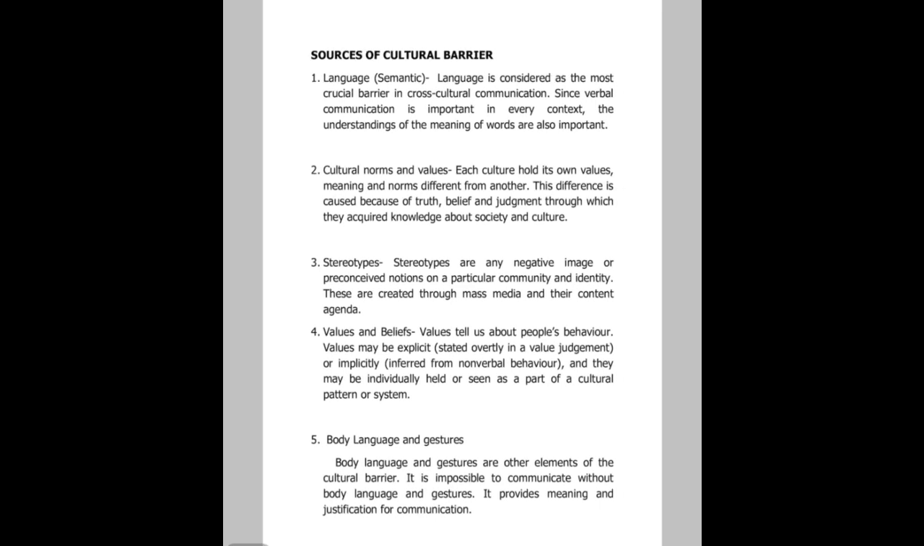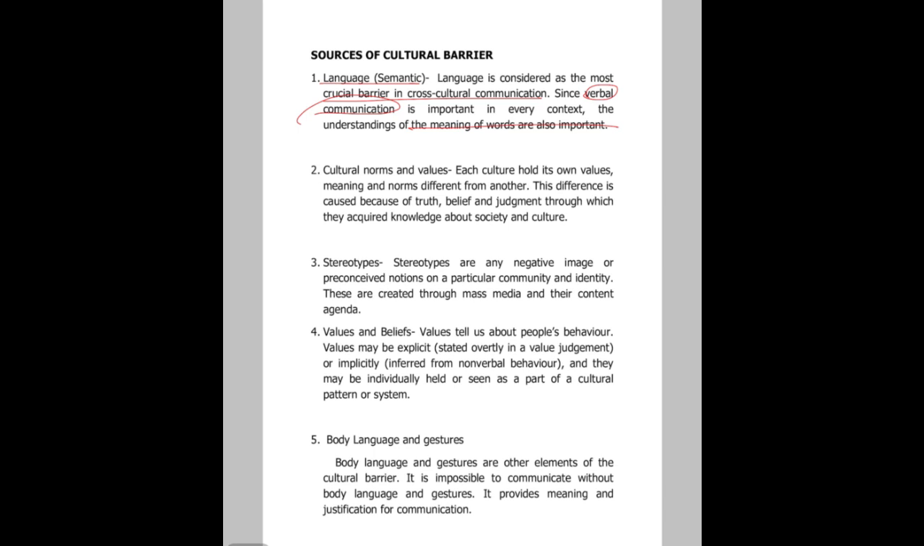So, what are the sources of cultural barriers? So, saan nga ba nagmumula? Ano ba yung pinagmumulan kung bakit may mga cultural barriers na tinatawag? Bakit hindi natin maintindihan yung ibang nationality? Ba't hindi natin maintindihan yung ibang tao na may ibang kultura? So number 1 is the language or the semantic. So it is very obvious that language is one of the most crucial barrier in cross-cultural communication. Since verbal communication is important in every context, the understandings of the meaning of words are also important.